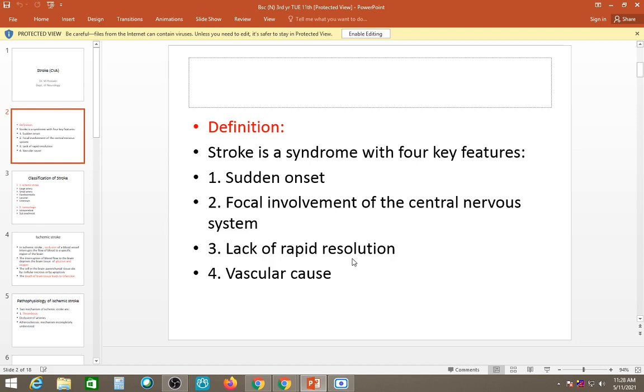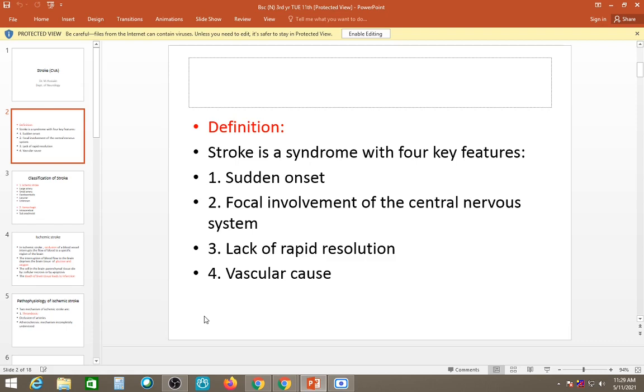There's lack of rapid resolution. The symptoms will persist lifelong mostly, and it will not become okay suddenly or even slowly. It takes time, and sometimes lifelong the symptoms are going to be there. And vascular cause, it occurs because of vessels problem, either it is blocking of the vessel or rupture of the vessel. So sudden onset, focal involvement of the brain, lack of rapid resolution, and vascular cause. When these are there, we call it a stroke.